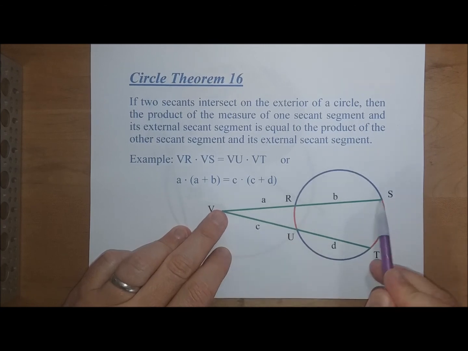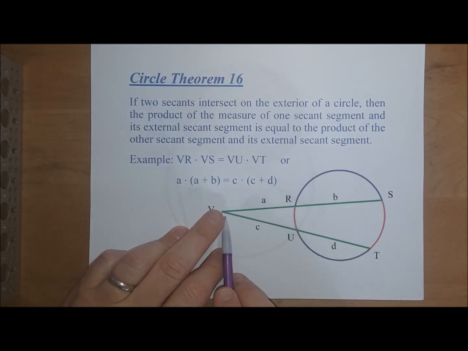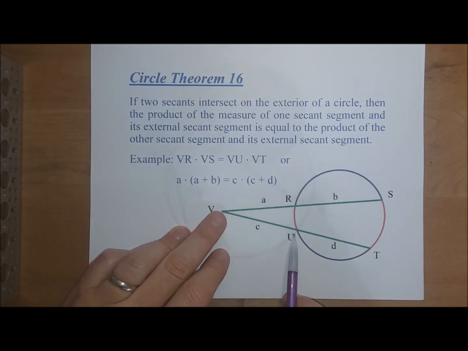So VS times VR will always equal VT times VU.